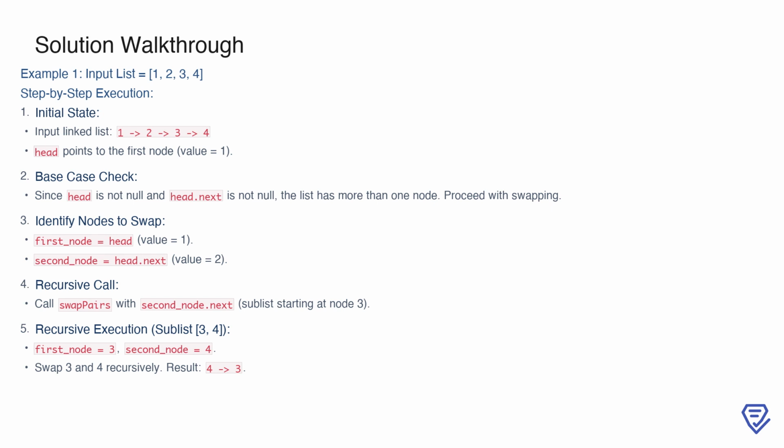In the recursive execution for the sublist 3, 4, the roles of first_node and second_node are now taken by the nodes with values 3 and 4, respectively. These nodes are swapped, resulting in the sublist 4-3. This completes the recursive step for the sublist.